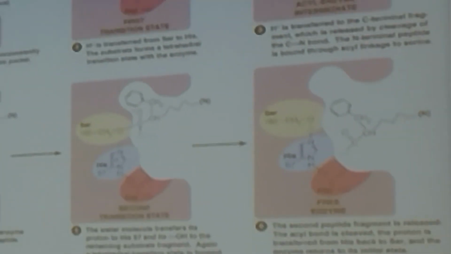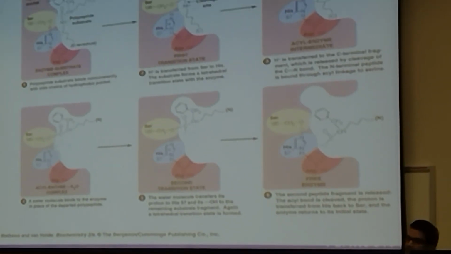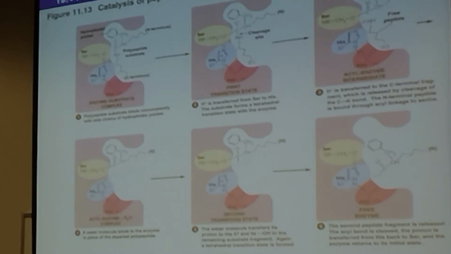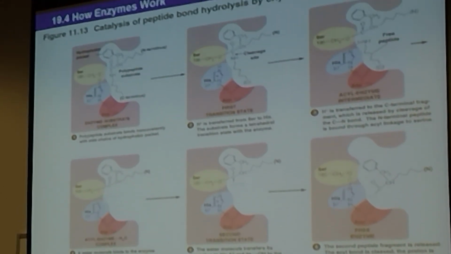Now the enzyme is back in its initial structure. So now this enzyme is again ready to hydrolyze another peptide bond. So it is not a magic box. We can see it's just organic chemistry happening here using different types of side chains. So that's the way an enzyme can catalyze a reaction.